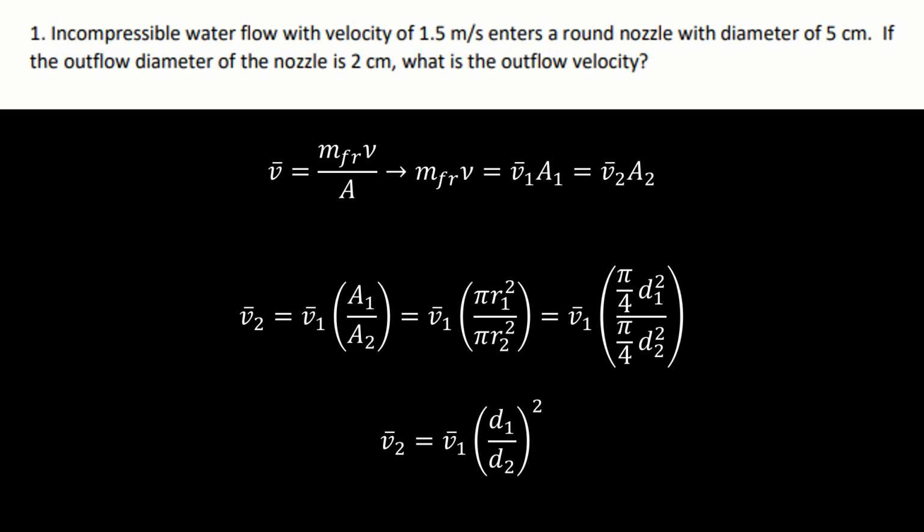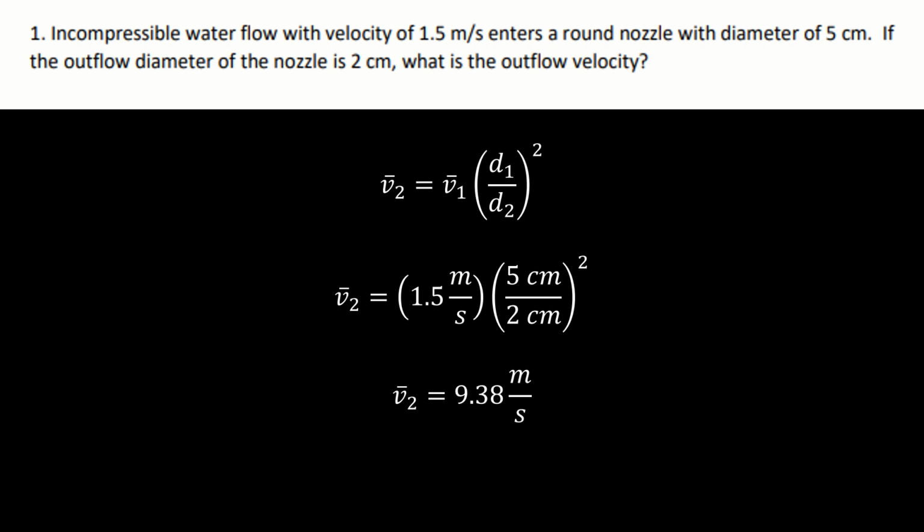And when two things are raised to the same power, you can put that ratio by itself, d1 over d2, raised to the same power. So our simplified equation, if you're comfortable with doing this quick setup, would be the outflow velocity equals the inlet velocity times the ratio of the inlet diameter divided by the outlet diameter squared.